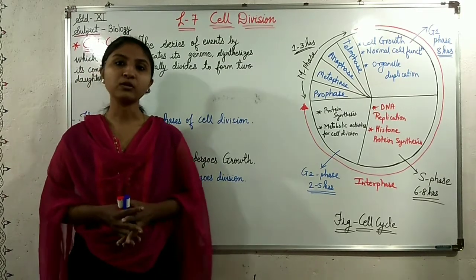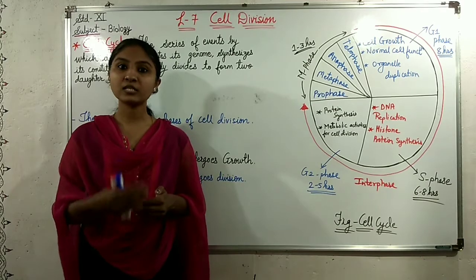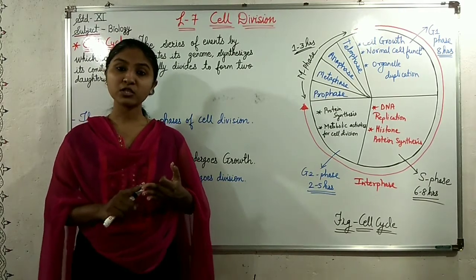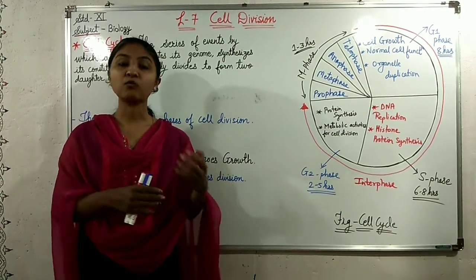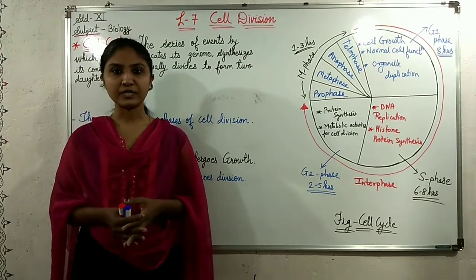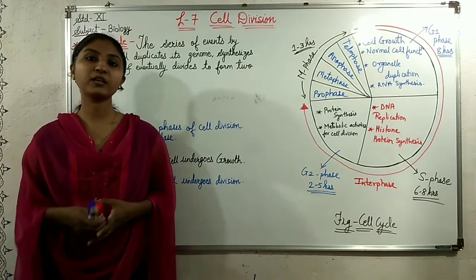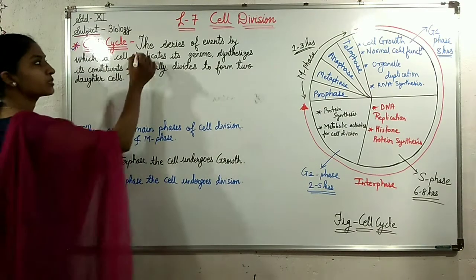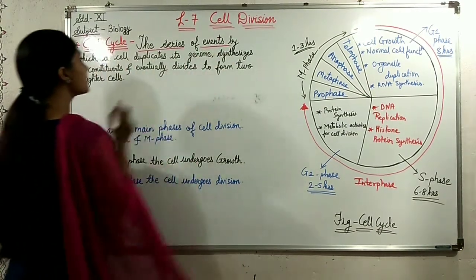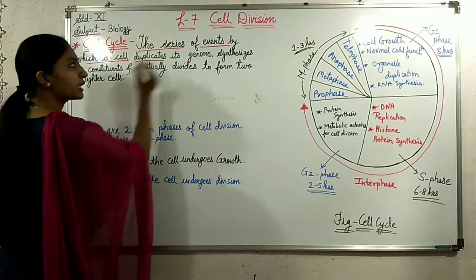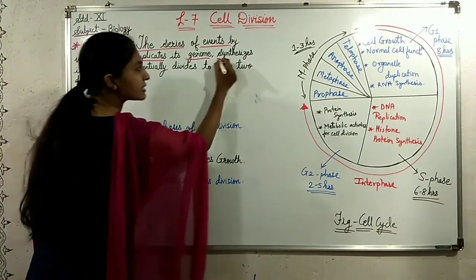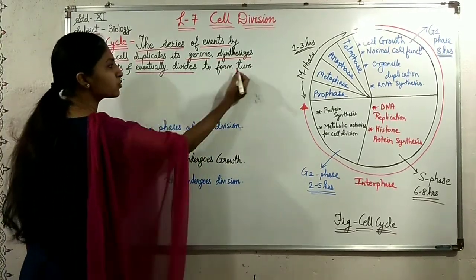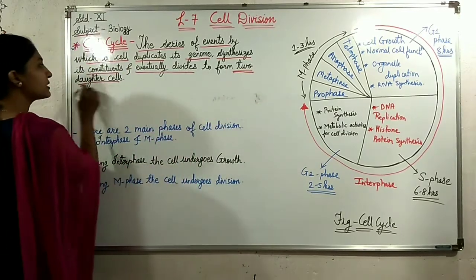So in this chapter, we will be studying what is the cell cycle, what is cell division, the types of cell division, that is mitosis and meiosis, and what phases occur during cell division. Let us begin with the cell cycle first. The cell cycle is the series of events by which a cell duplicates its genome, synthesizes constituents and eventually divides to form two daughter cells.